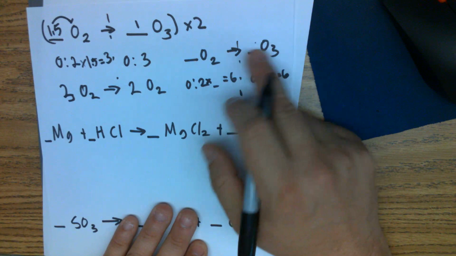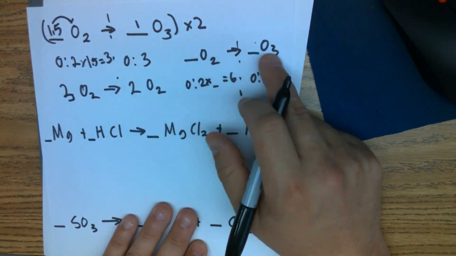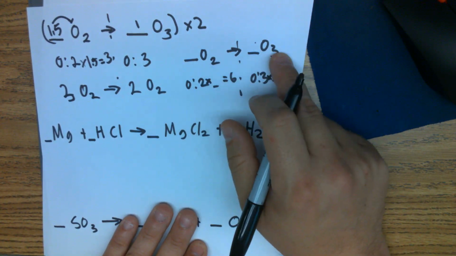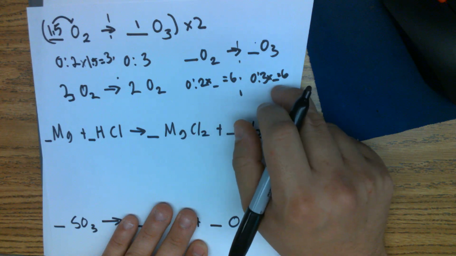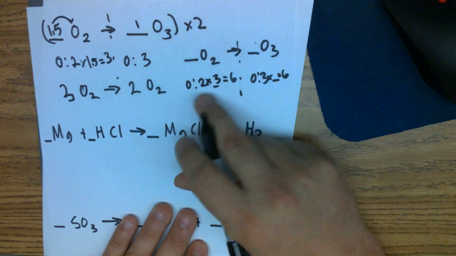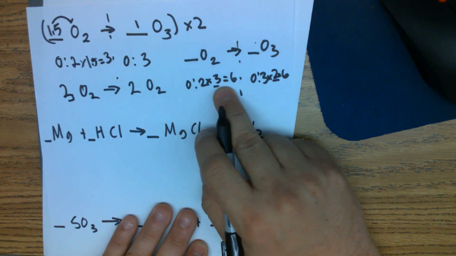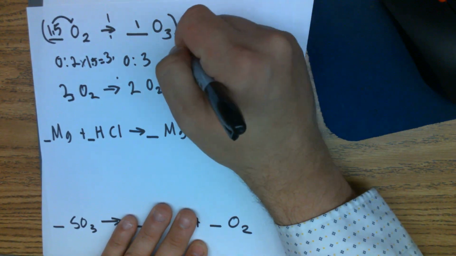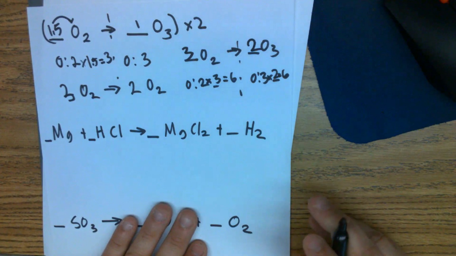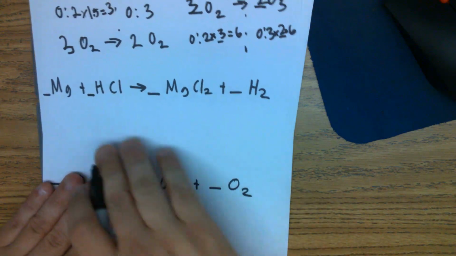We don't need both of these to be equal to 2 or 3. We just need them to be equal to the same number. So in this case, we put a 3 here. 3 times 2 would give us 6. So 2 times 3 would give us 6, and 3 times 2 would give us 6. So this would be 3 and 2. So 2 different ways to look at this. All right, let's look at the next one.